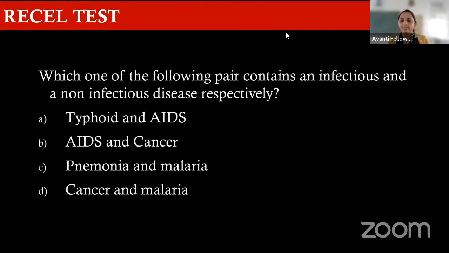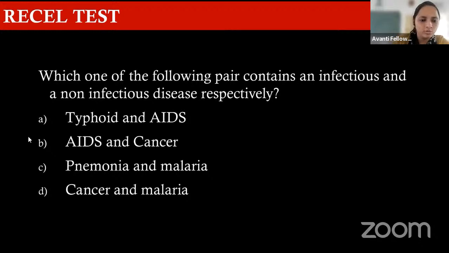So can you answer this question, students of JNV Chitradurga? Can anyone from JNV Chitradurga answer me? Which is the correct answer? Infectious and non-infectious. Okay, so just tell me. I need an answer from you, JNV. I'm waiting for your answer.